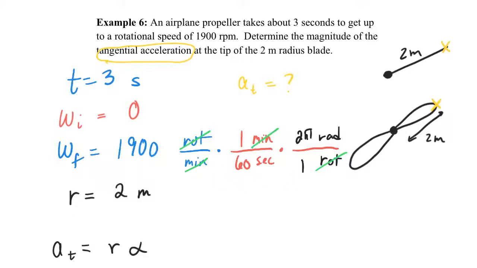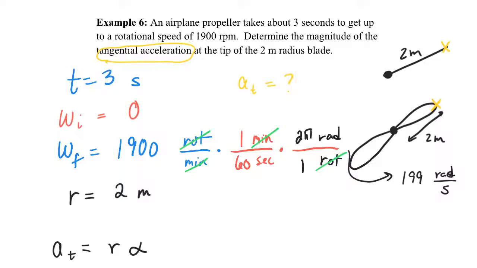So 1900 times 2 pi over 60 yields around 199. Around 199 radians per second. So that's the omega F that we're going to use. That's the angular velocity of the propeller once it's up to the running speed. That's how fast it's going to be rotating.